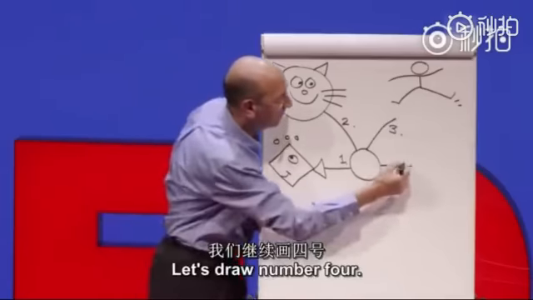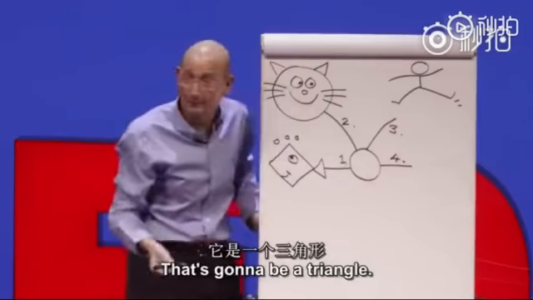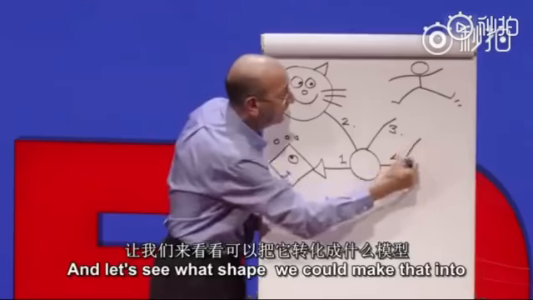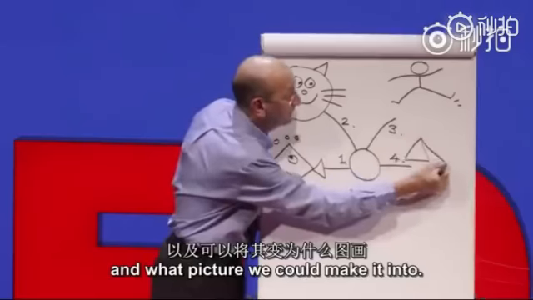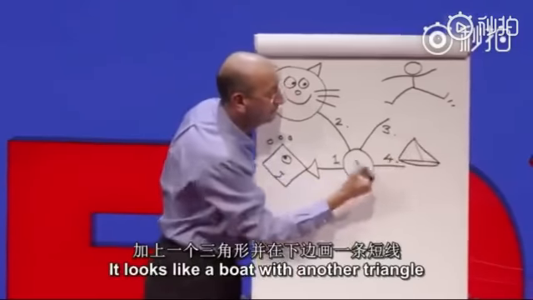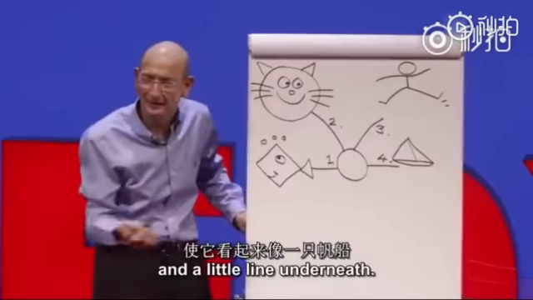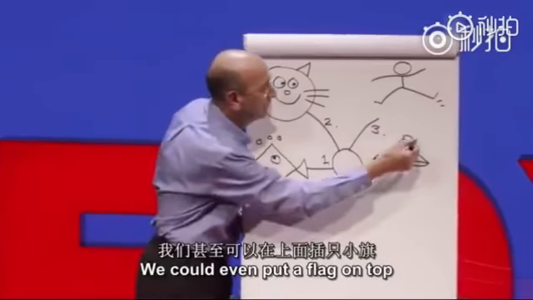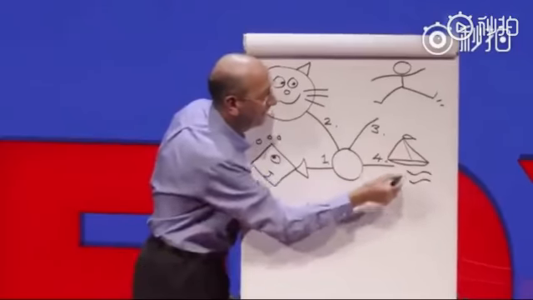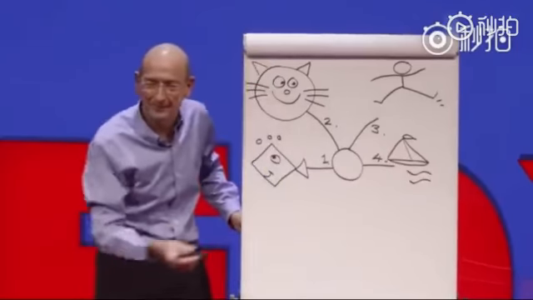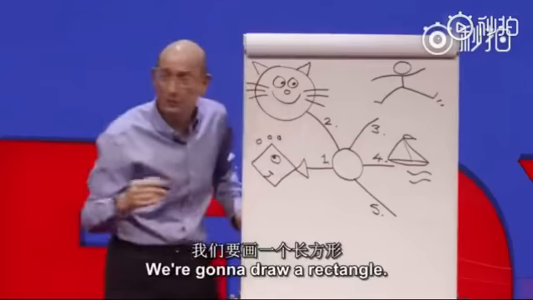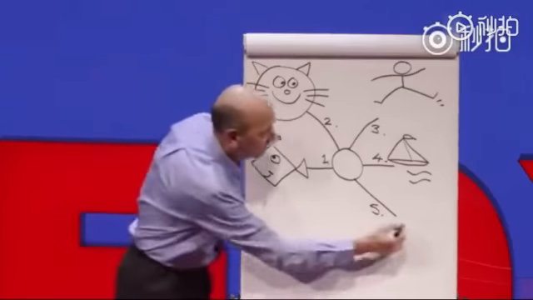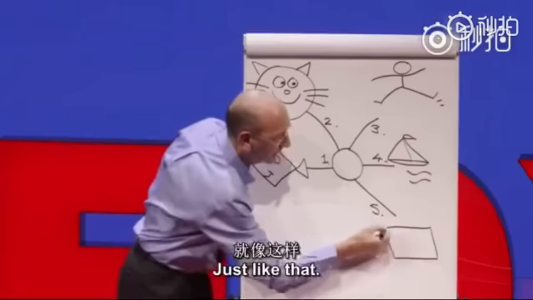Let's draw number 4. That's going to be a triangle. And let's see what shape we could make that into. And what picture we could make it into: it looks like a boat with another triangle and a little line underneath. We could even put a flag on top and a bit of water there. Next, come down here, number 5. We're going to draw a rectangle. Just watch, just like that.